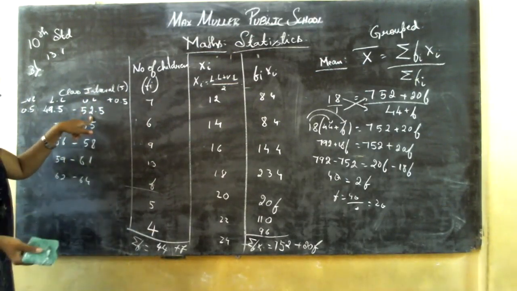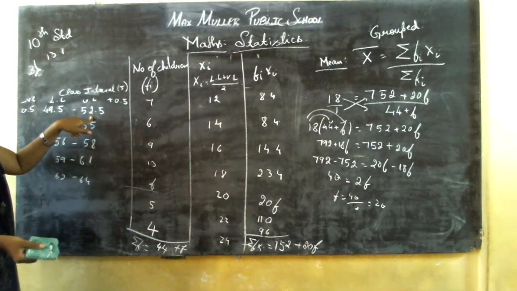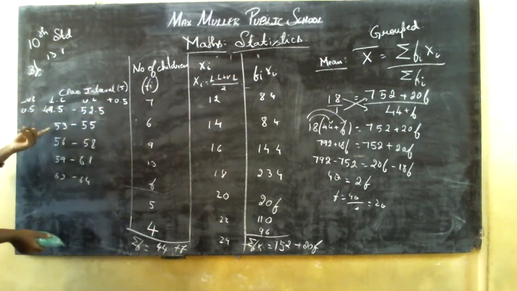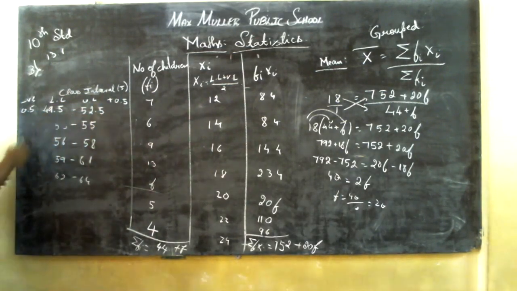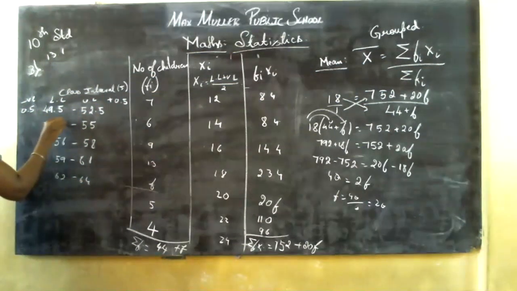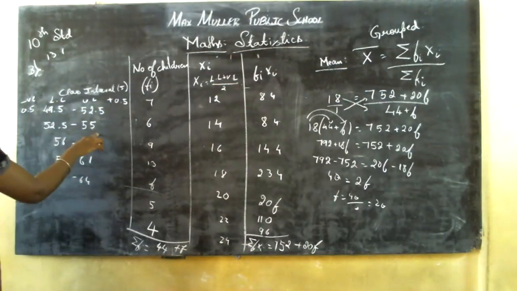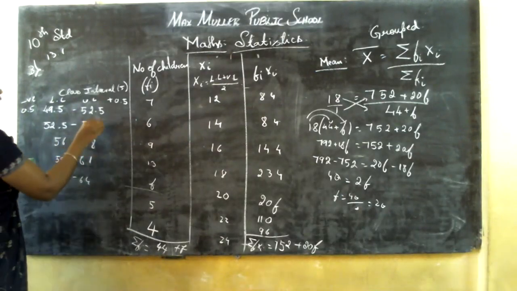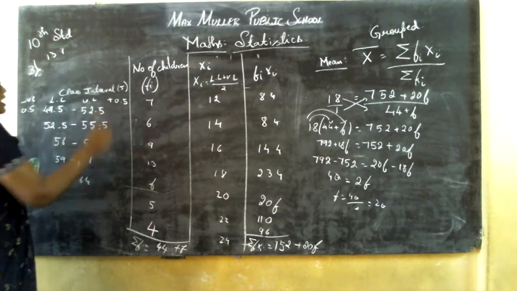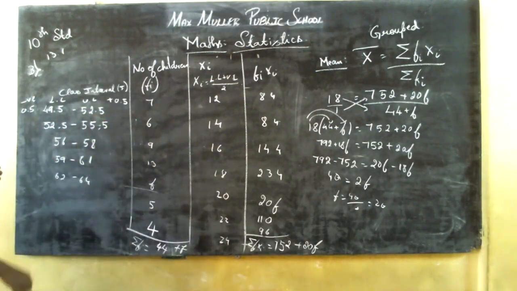52 was the previous upper limit they had given. Now I need to add 0.5, so I have added 0.5. Now coming to the next lower limit, I need to subtract 0.5. In 53, if I subtract 0.5, what happens? 52.5 I get. And in the upper limit, what should I do? I need to add 0.5. So 55 was the initial one. If I add 0.5, it is 55.5.